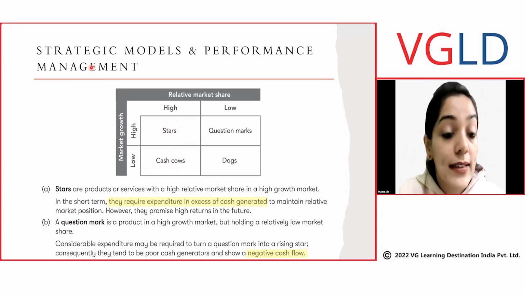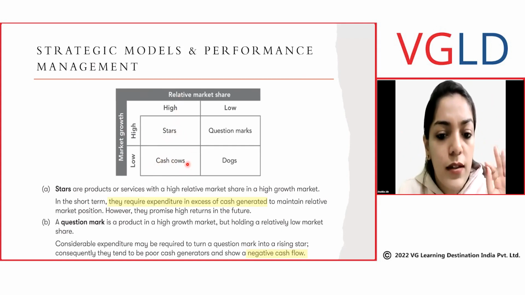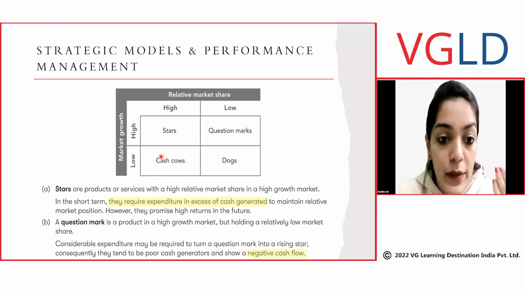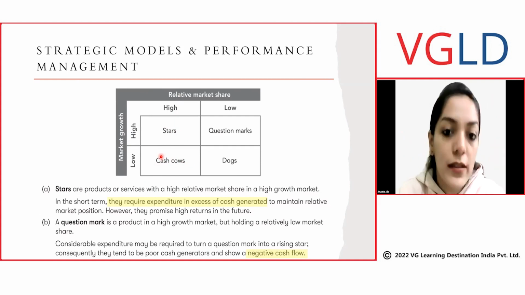So then hotel business, hotel also, I think it will be something around cash cow only. It has a high market share. ITC's hotels, they are very prominent across the country, but it has a low market growth. Hotel industry is going through a low market growth.